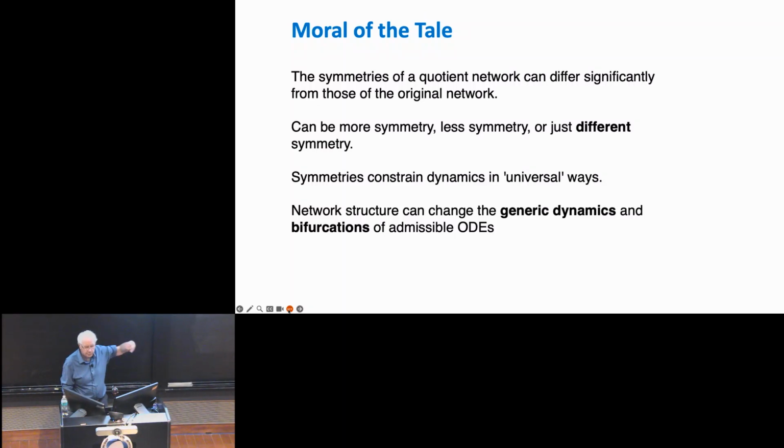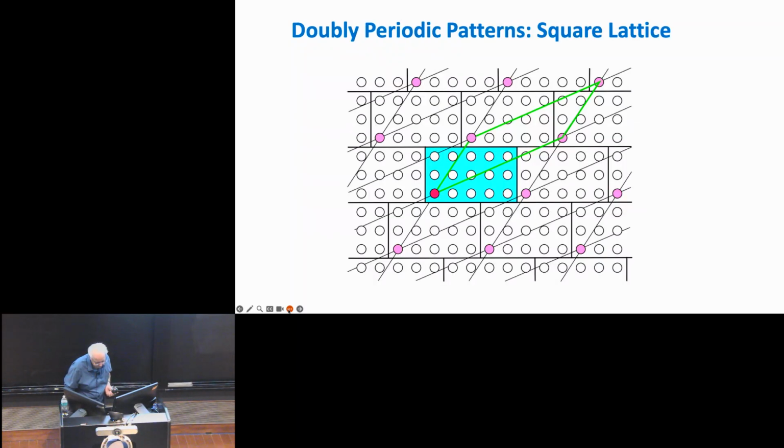And the network symmetries constrain the dynamics and the bifurcations. And I will eventually get round to that. So that's my way of a warm-up. And the central part of the talk is about what happens if you play that game looking for doubly periodic patterns. So I take a square lattice, nearest neighbour connections, and I'm looking for balanced colourings which are periodic in 2 directions, like wallpaper. Okay?